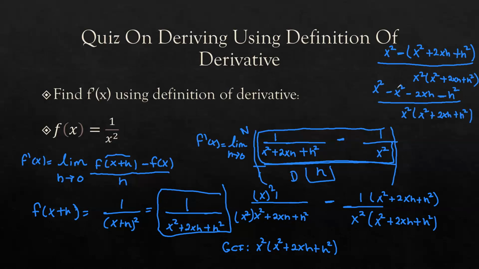And then on the top, you can take out an x squared. Also on the numerator, you can take out an h. So it's h times negative 2x minus h. And then on the bottom, it's just that. So this is just your numerator.